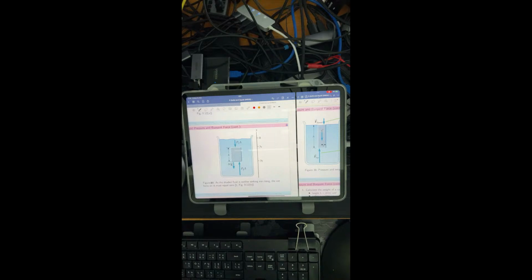Now we consider the pressure difference from one point to another point, as the shaded fluid is neither sinking nor rising. When the water in this portion doesn't move at all, it doesn't go up or down, it stays like this constantly.